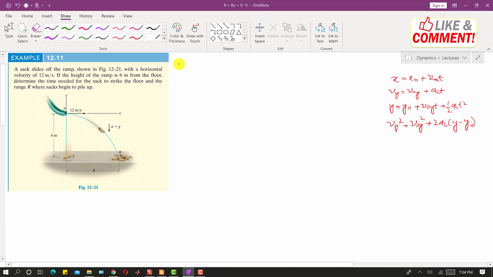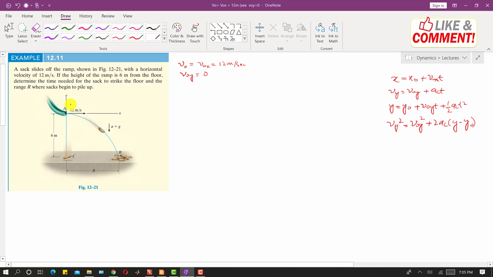So the initial velocity is horizontal. Let's say that this initial velocity is only acting in the x direction, and that is 12 meters per second. This means that if the initial velocity is horizontal and not making any angle with the x-axis, then v naught y, the initial component of the velocity in the y direction, is 0, since it is acting only in the x direction.